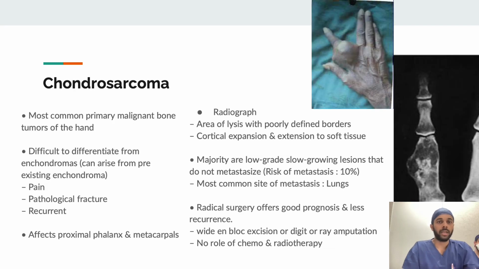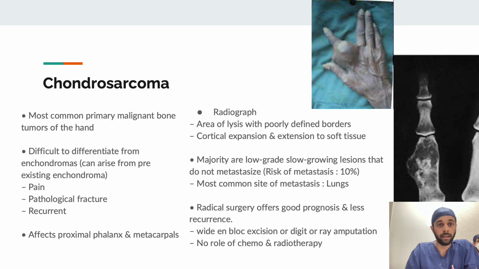Sounds good. We start with the three tumors which we had talked about in between. The chondrosarcomas are the most common primary malignant bone tumors of the hand. They are quite difficult to differentiate from enchondromas, which we have discussed in the previous meetings. Patients may present with pain, pathological fractures, recurrent fractures. Usually it affects the proximal phalanx and the metacarpals.